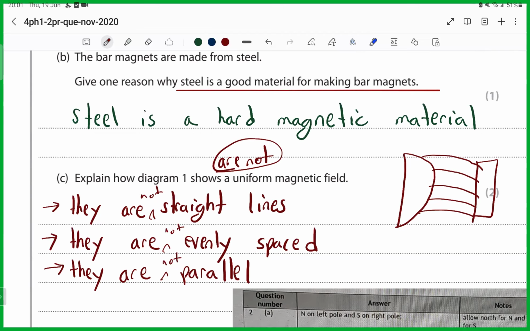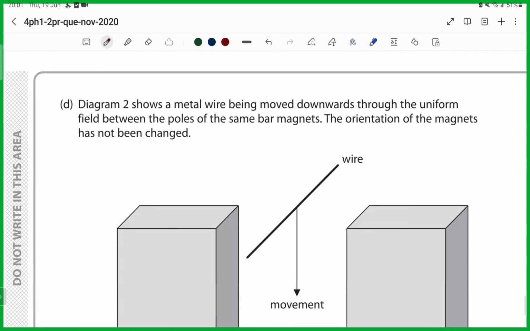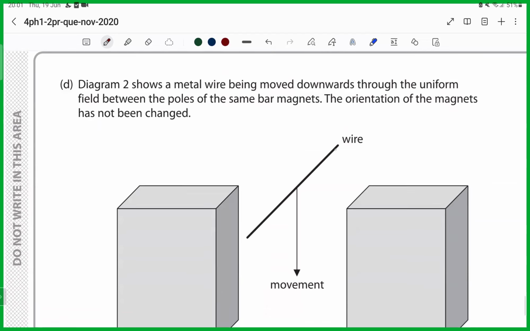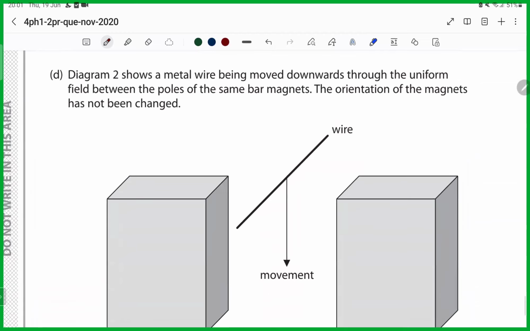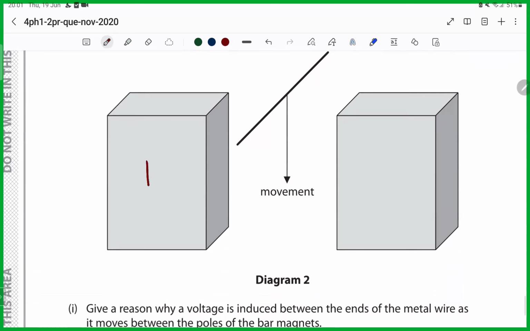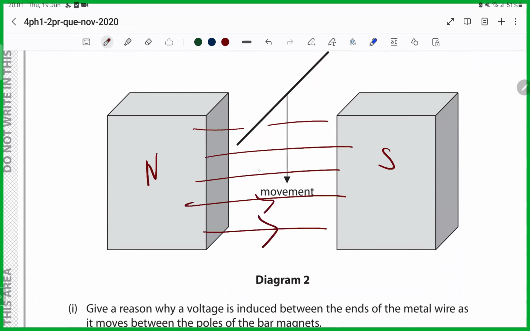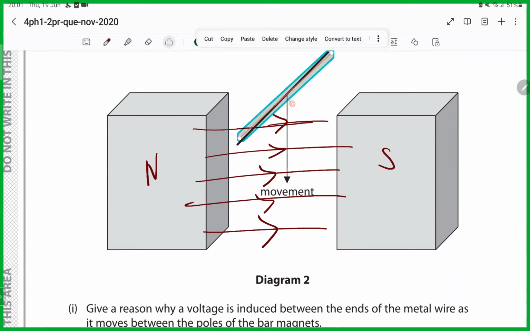Okay, so next, what did it say? Diagram 2 shows a metal wire being moved downwards. So look, a metal wire is here and there are 2 magnets, with a uniform field between the poles of the same bar magnets. The orientation of the magnets has not been changed. So it is the same, it was north and this was south. It has not been changed. So here there are imaginary magnetic field lines like this. Okay, and this wire will be moved downwards like this.